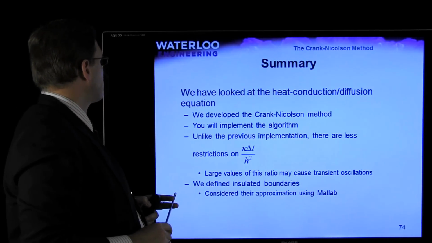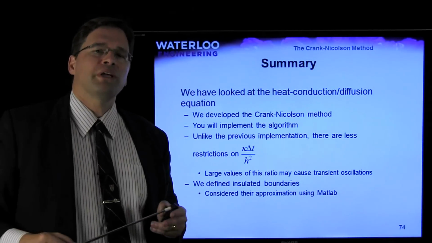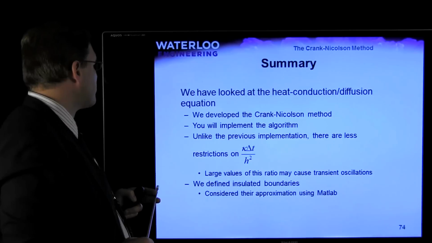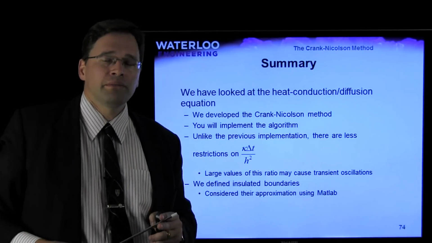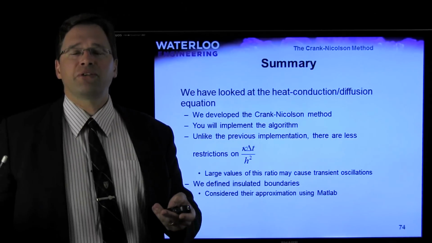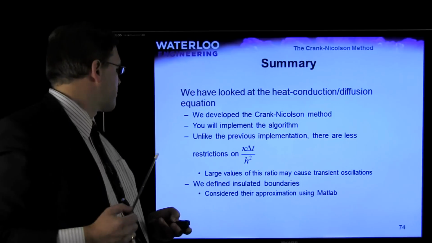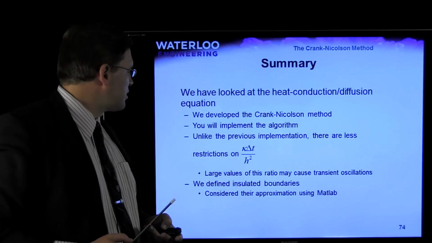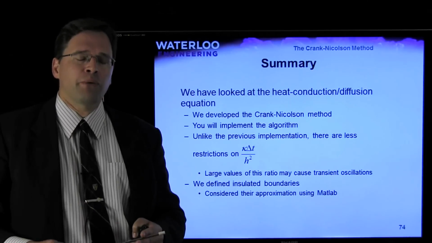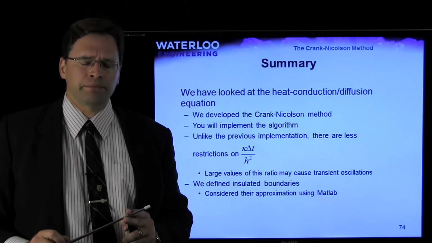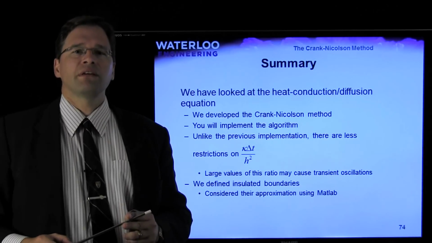So, we've looked at the heat conduction diffusion equation. We've developed the Crank-Nicolson method. You're going to have to implement this algorithm. Unlike the previous implementation, there's fewer restrictions on the ratio kappa delta t over h squared. If it's greater than 0.5, there may be transient oscillations, but we still get convergence. It's unconditionally convergent. We then defined insulated boundary conditions, and we considered how to approximate such insulated boundary conditions in MATLAB in our systems of linear equations.